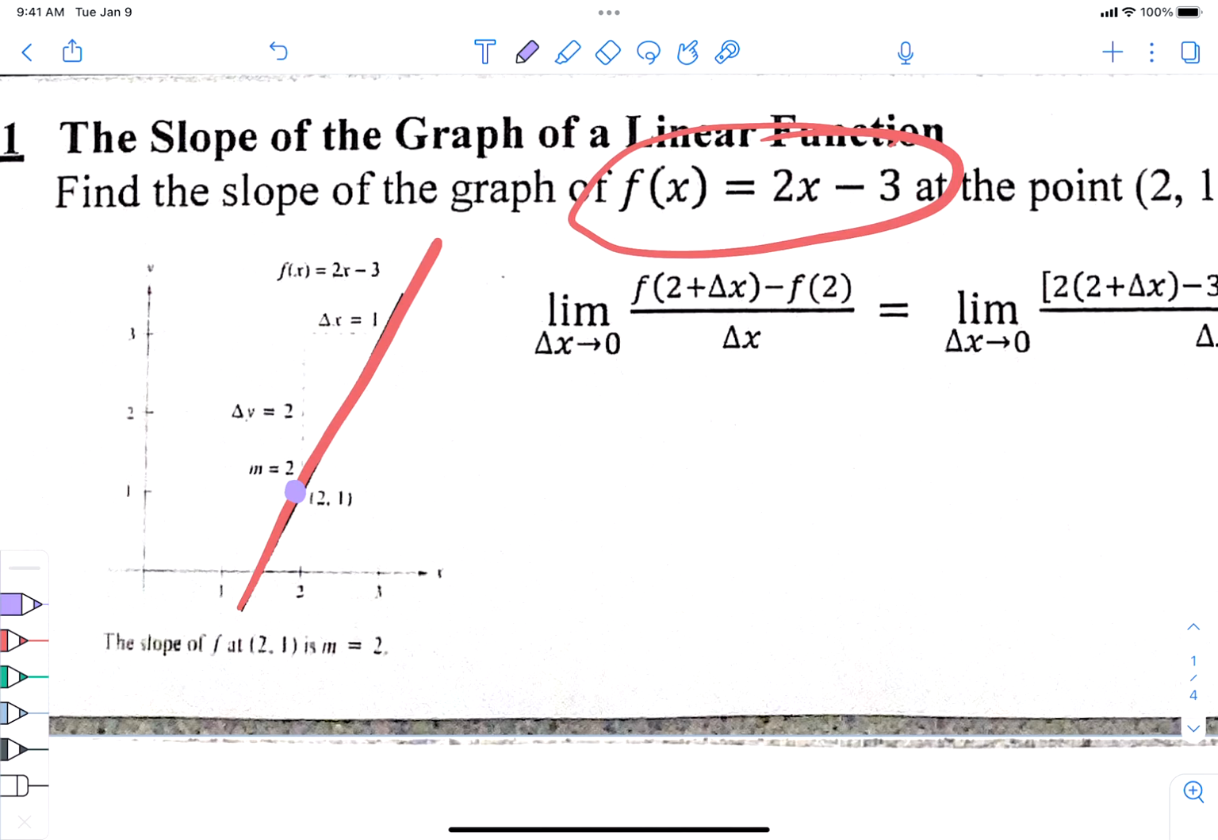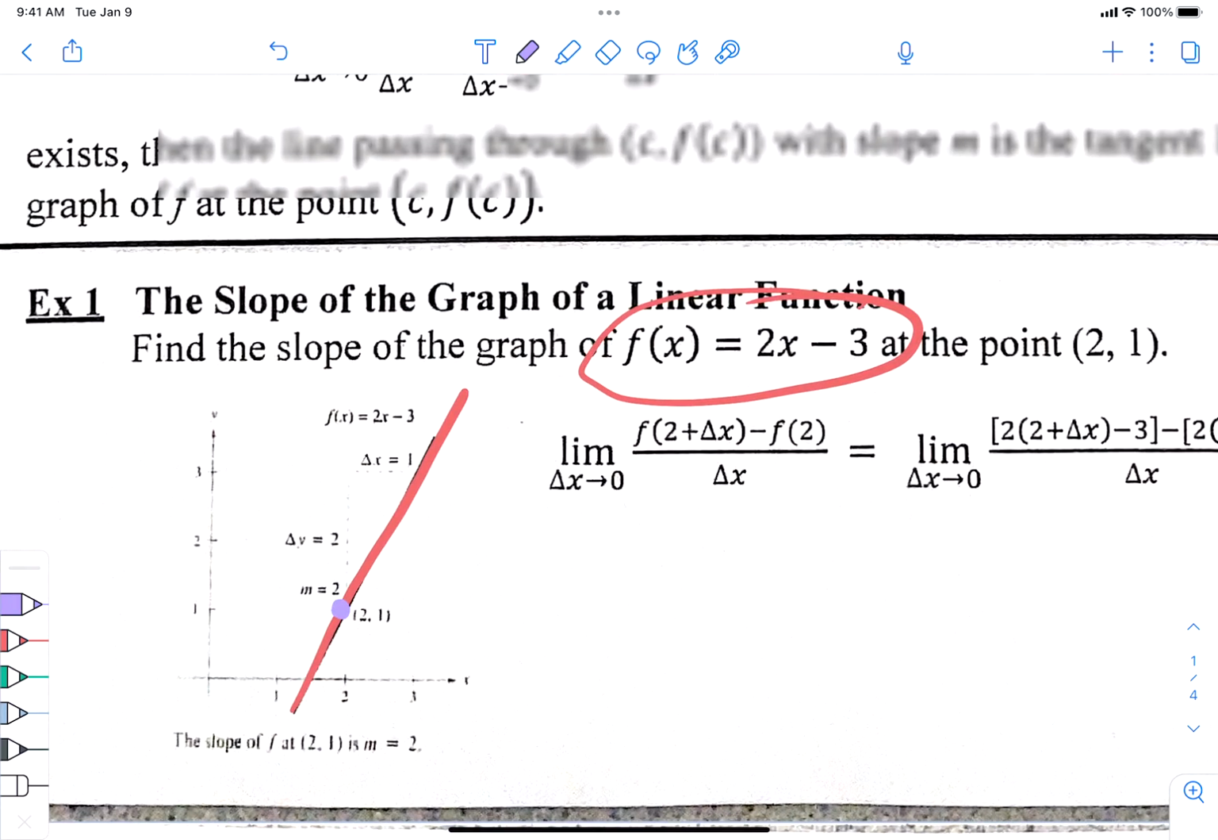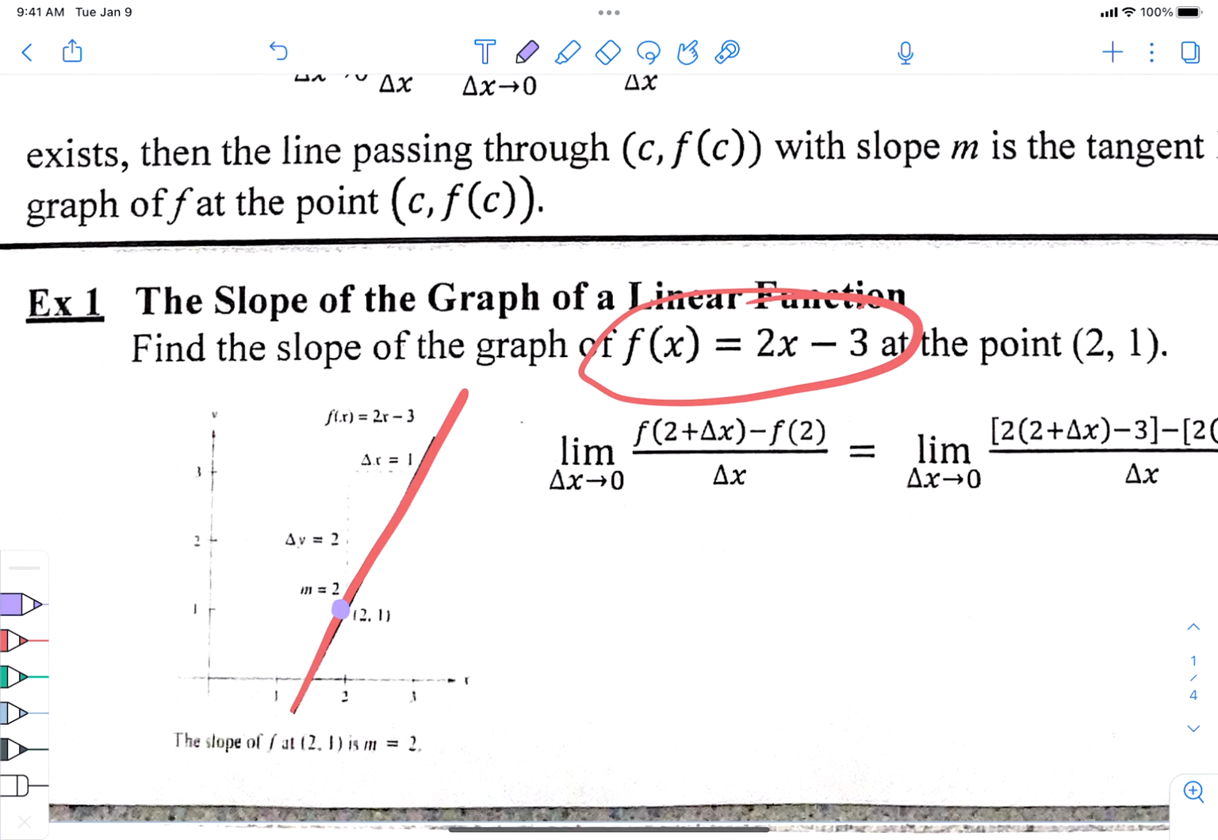Okay, what's going to be the slope at that point (2, 1)? How much is it going up and over for that function? What's the slope of this line? 2, right? Do you see the function? 2. Its slope is 2. I'm going to show you how we get 2 by using the limit definition, though. Okay, its slope is 2, and here's how we get that.